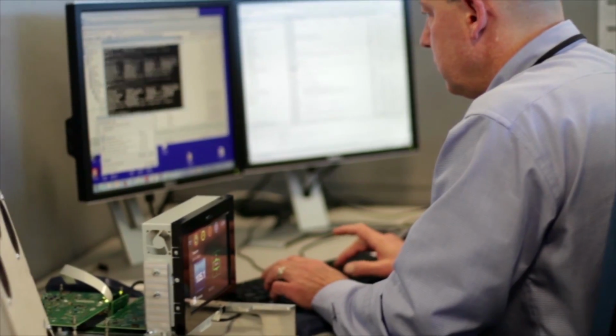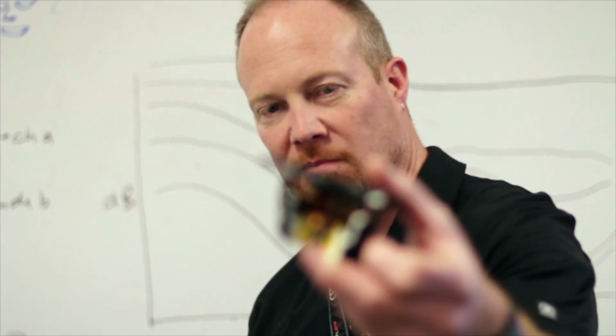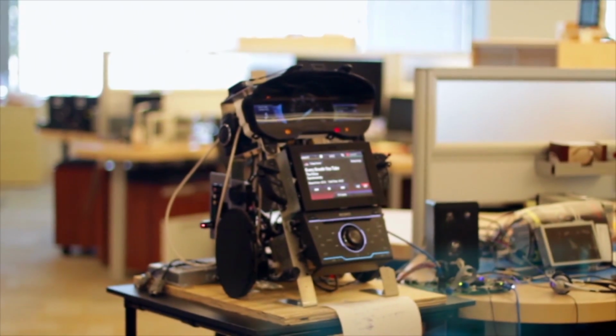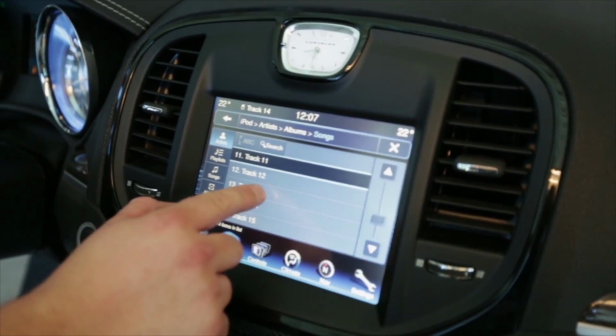The technology that we're offering the automotive industry is ever expanding. We've come from doing just AM and FM radios and entertainment music systems to full infotainment systems as well as driver assisted systems in the future.